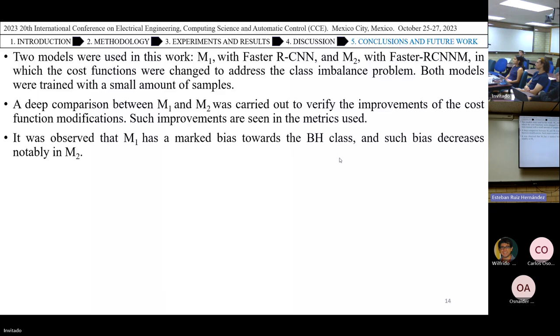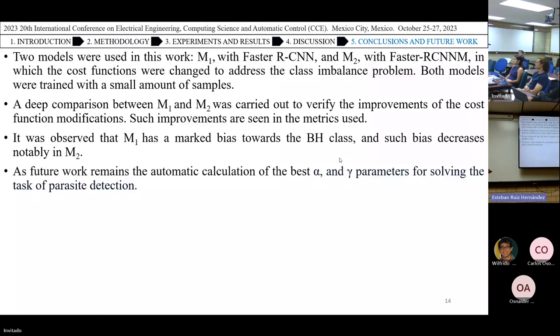Also, we observe that M1 has a really marked bias towards one class, and that bias decreased notably in M2. So that means that the modification, again on the cost functions, helped the model to not have a bias, which is a bad thing in a deep learning model.